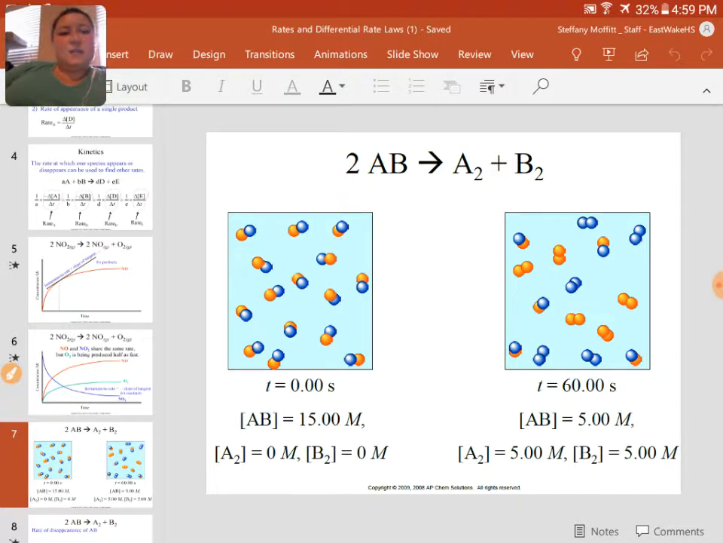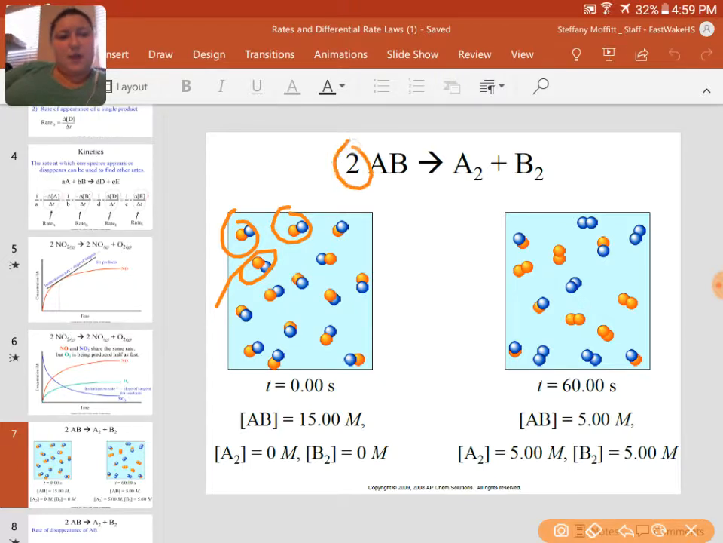So looking at this, 2AB yields A2 plus B2. Over here we have AB, AB, AB, a bunch of ABs. We have 2 moles of that. It says that AB's molarity, or concentration, is 15 molar. And it says that at this time, at T equals 0, A's concentration is 0 and B's concentration is 0.